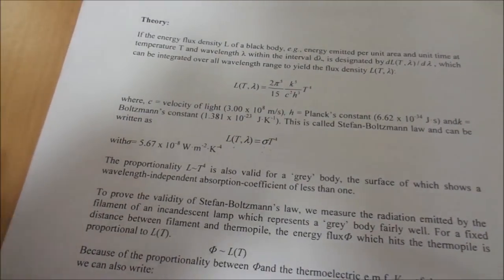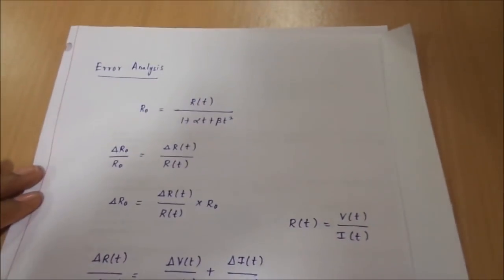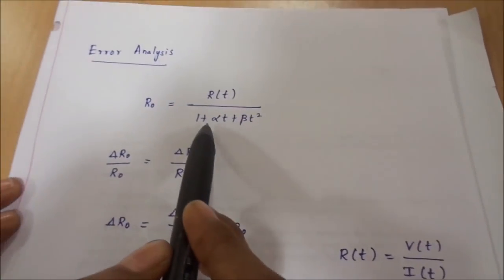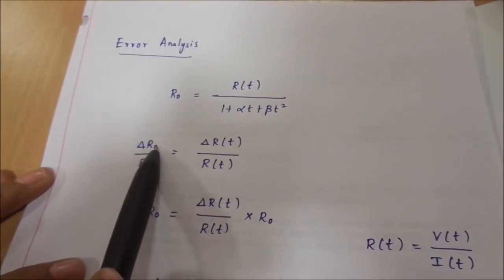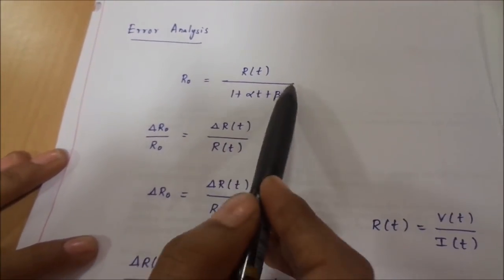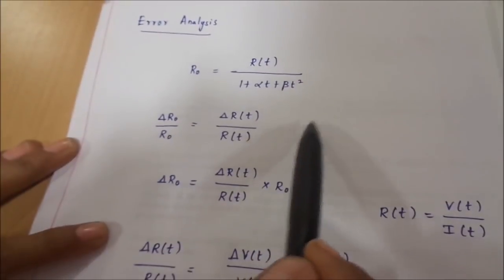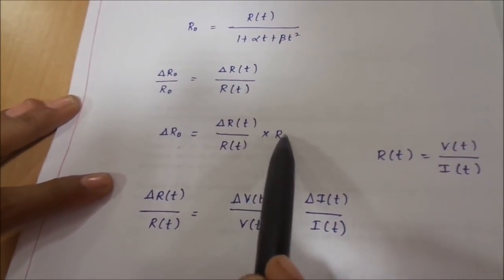And we'll move on to the error analysis. R0 is equal to R of t divided by 1 plus alpha t plus beta t squared. And in the error analysis, del R0 by R0 is equal to del R of t by R of t. Here these are constants, so that term will be 0. So del R0 is equal to del R of t by R of t into R0.